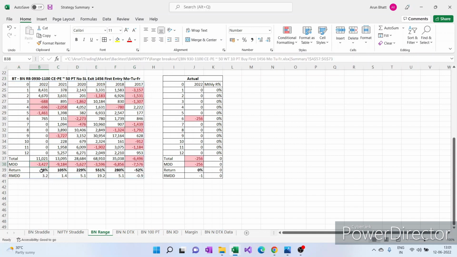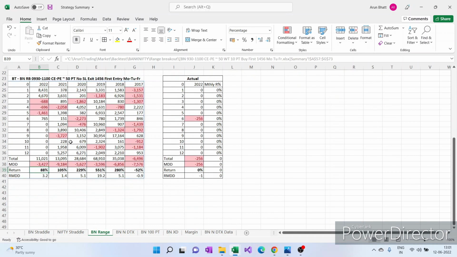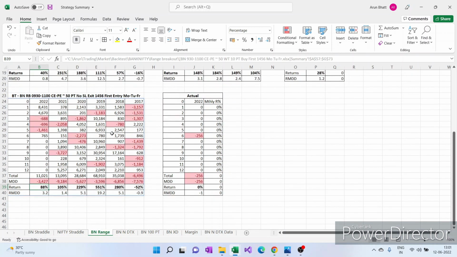Again, here the capital logic is the same, meaning the capital is decided. So the maximum average option price I have taken as 75 multiplied by 25, and then you add the MDD also to it to arrive at a capital. And that's where we are seeing the same or maybe better percentage returns as compared to the ATM option. So that's how this 50 point thing was arrived at.